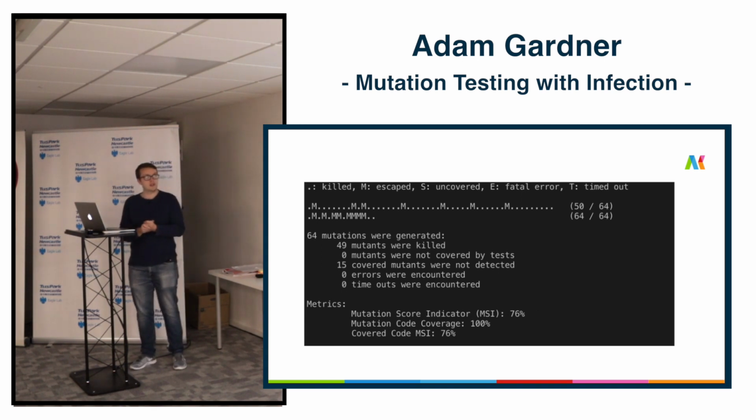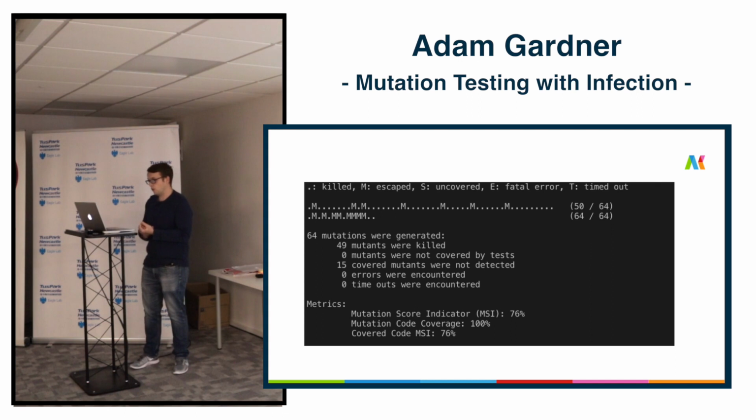So this is basically the example of the report that you're getting. These full stops represent good, and Infection refers to the survived ones as escapees. Basically here it's saying that we've done 64 mutations, 49 were killed, and the rest of the mutants managed to escape, which again I find quite funny.